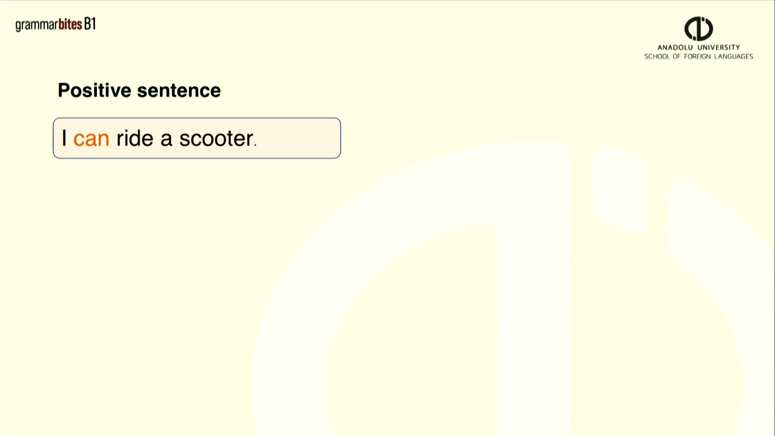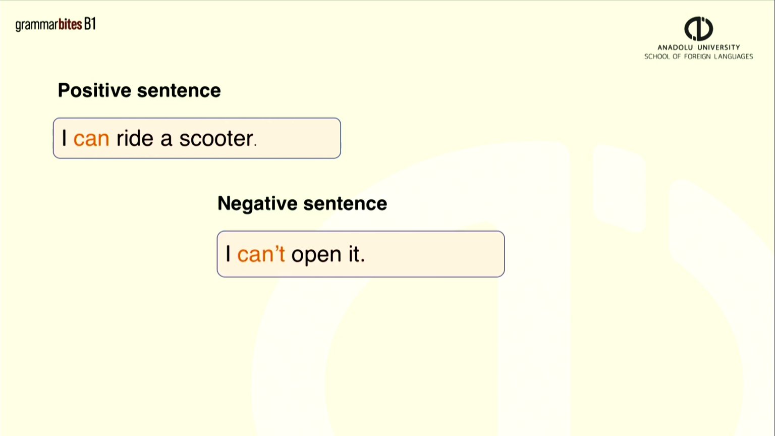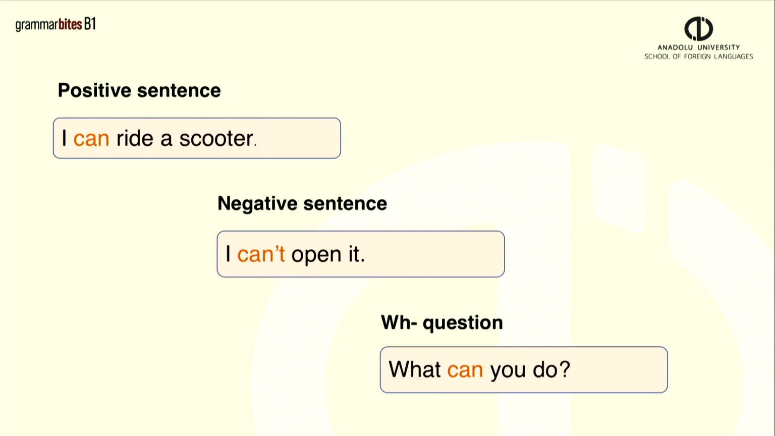Can is very easy to use. We bring the infinitive of the verb, or verb 1, after can or can't. Positive sentence, I can ride a scooter. Negative sentence, I can't open it. The verb is the same in yes, no or WH questions. For example, what can you do?